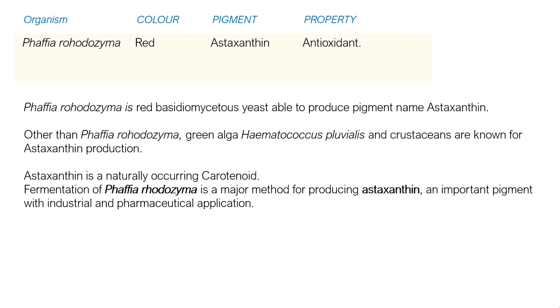Next is Phaffia rhodozyma. It produces a red pigment named astaxanthin, and it has antioxidant properties. It is again an example of a yeast which is able to produce pigment, and there are other examples which produce the same pigment, like Haematococcus and some crustaceans, right? Astaxanthin is a naturally occurring carotenoid, and the fermentation of Phaffia is a major method for producing astaxanthin, an important pigment in industrial and pharmaceutical applications. We will be studying this in the applications part.